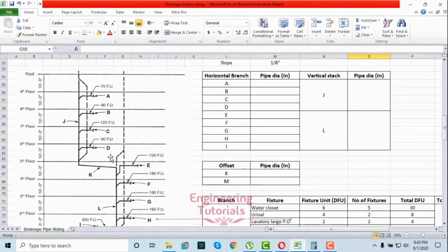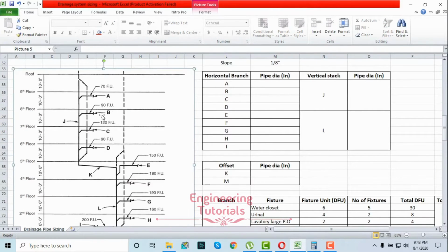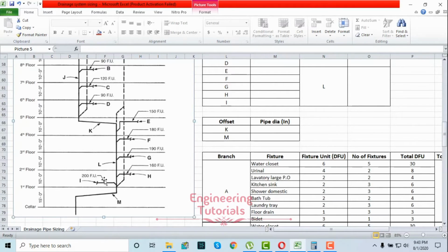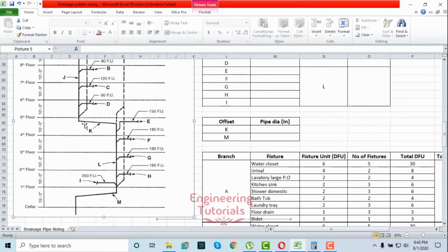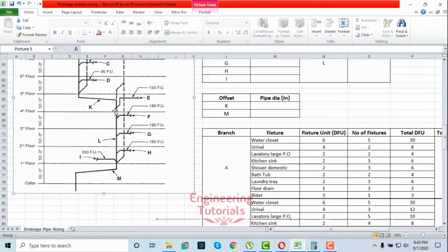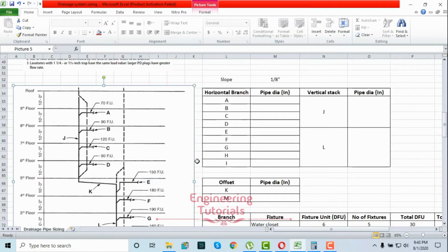As you can see, I have a drawing for a 9-story building, and we have divided each branch. We have given the name of each branch as section A, B, C, D, E, F, G, H, and I. This vertical stack is represented by J, this run out or offset is represented by K, and then again this vertical stack is represented by L, and this run out is represented by M.